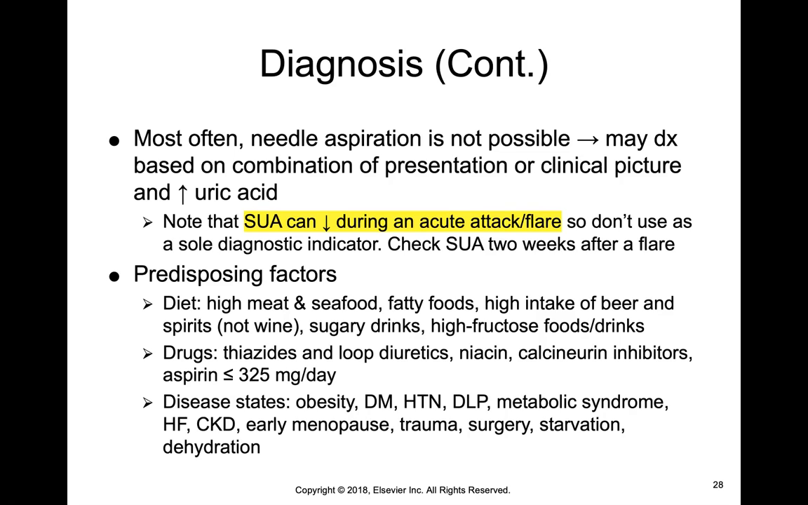Predisposing factors for gout include the diet. So if you have a diet high in meat and seafood, fatty foods and beer, sugary drinks and high fructose foods and drinks, who is not on such a diet? Drugs, so thiazides and loop diuretics, niacin, calcineurin inhibitors, and aspirin up to 325 mg a day can cause predisposition to gout. And then disease states. So we have obesity, diabetes, hypertension, dyslipidemia, metabolic syndrome, heart failure, chronic kidney disease, early menopause, so on and so forth.